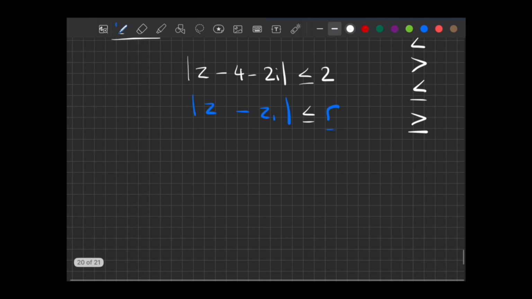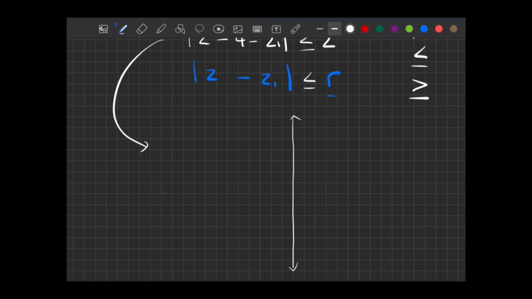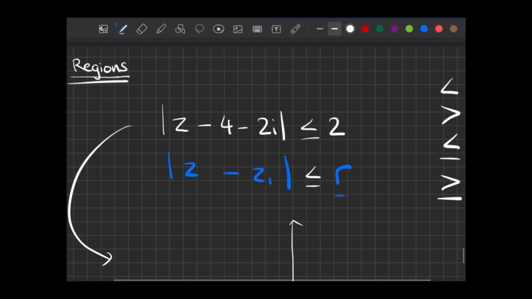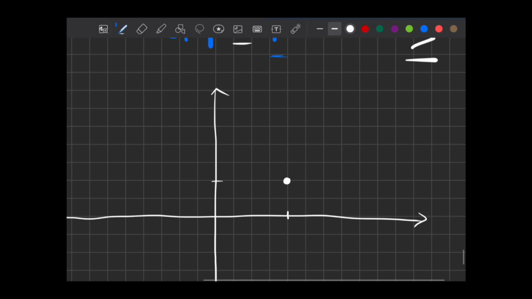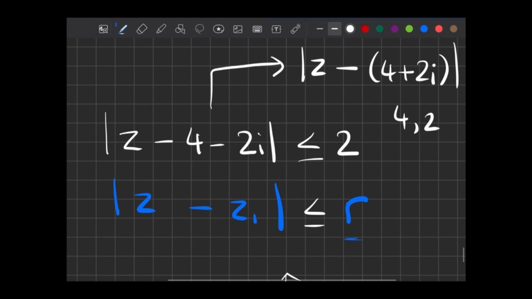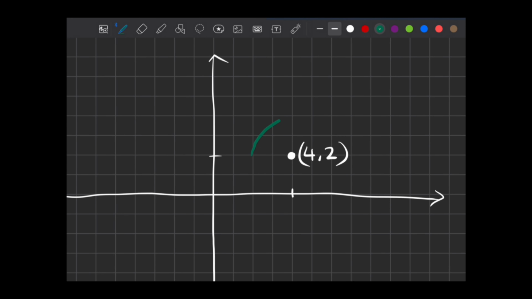So let's plot this region. We know it looks like a circle. Let's find the center. So I'm rewriting this in our desired form, and we have this. So the center of the circle is at coordinates 4, 2. So here is the center of the circle, and the radius is 2. So this is a circle with a radius 2.